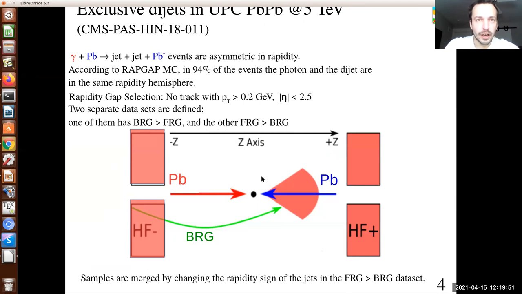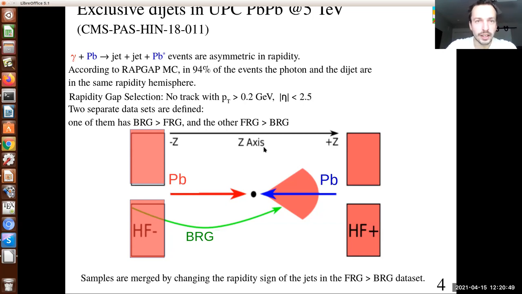The next important selection of this measurement comes from the following idea. Since we have UPC lead-lead collisions, one ion emits the photon, which interacts with the other ion. And these events are very asymmetric in rapidity. According to RAPGAP Monte Carlo, in photoproduction, 94% of events have the photon and the dijet produced in the same rapidity hemisphere. Therefore, we expect to have a large rapidity gap in an event. This gap is defined in the following way. We divide the central tracker in pseudorapidity bins, and the bin is considered to be empty if it has no tracks with transverse momenta greater than 0.2 GeV. And the rapidity gap size is defined as the distance between the edge of the tracker at pseudorapidity equal to 2.5 and the first non-empty bin.